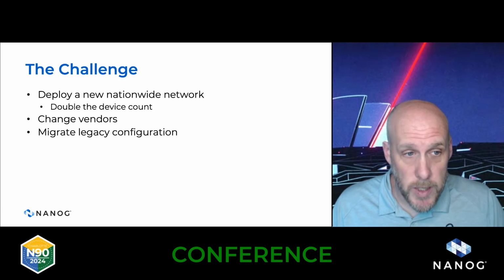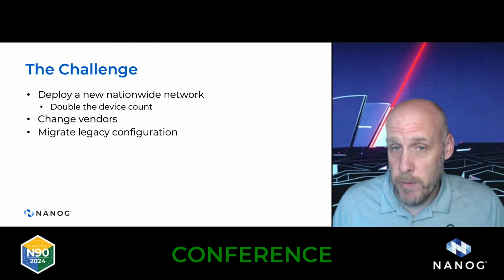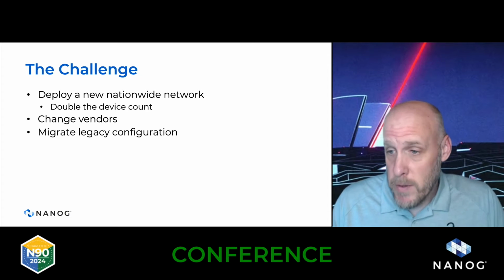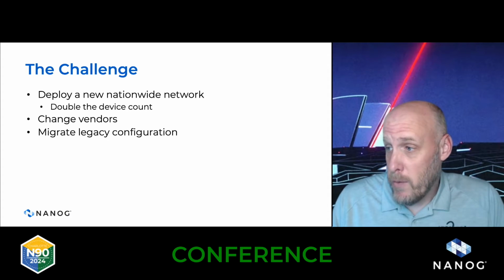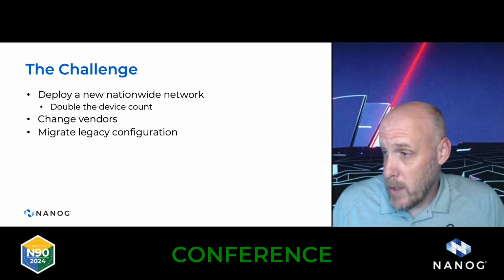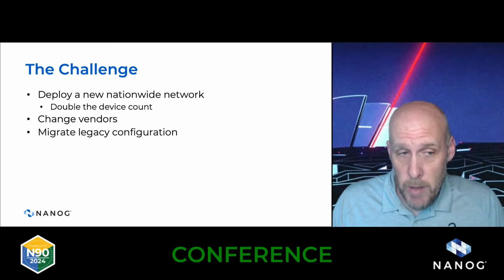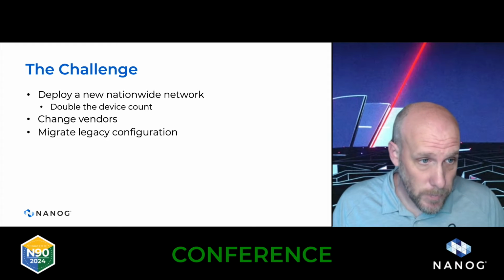We were also doubling our device count because we were going from chassis-based systems to discrete 1U boxes. We were changing vendors. We had a lot of history and experience with Junipers, and we were going to a whole new vendor, and we were trying to migrate our legacy configuration.